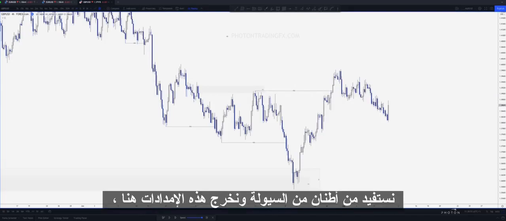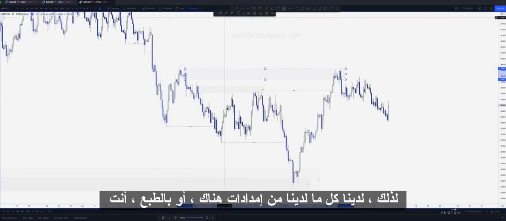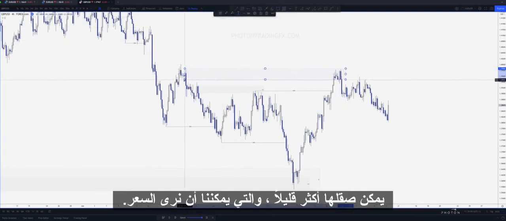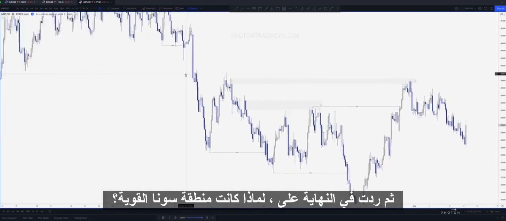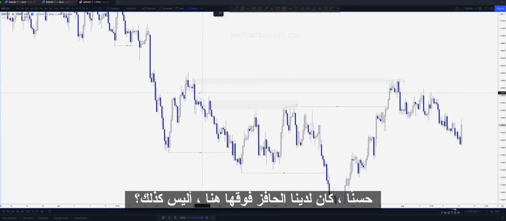We tap into tons of liquidity and we come off this supply zone here, right? So we have the whole 4-hour supply zone there, or of course you can refine it a little bit more, which we can see price then eventually reacted to. Why was this zone a strong zone? Well, we had inducement above it over here, right?